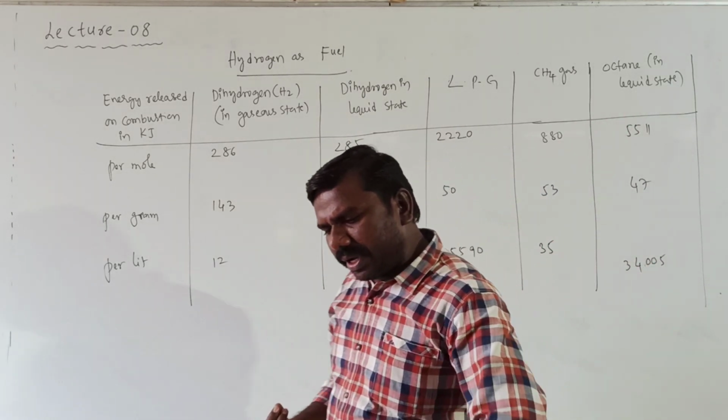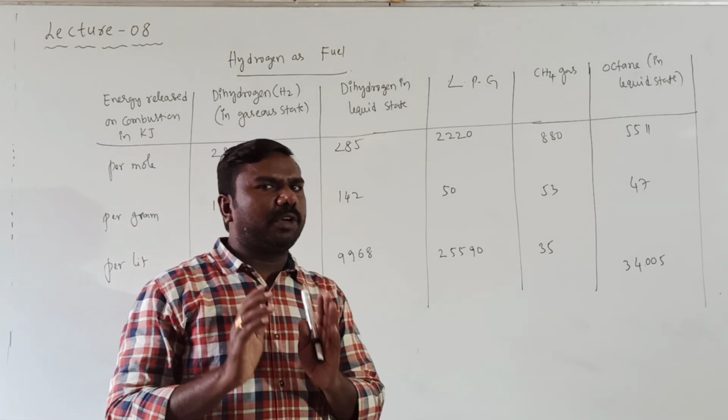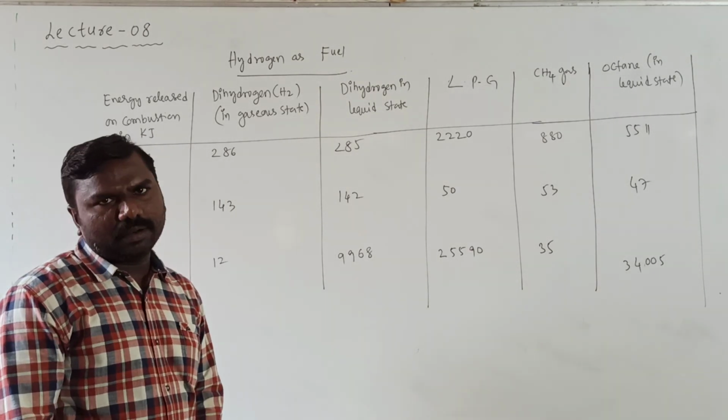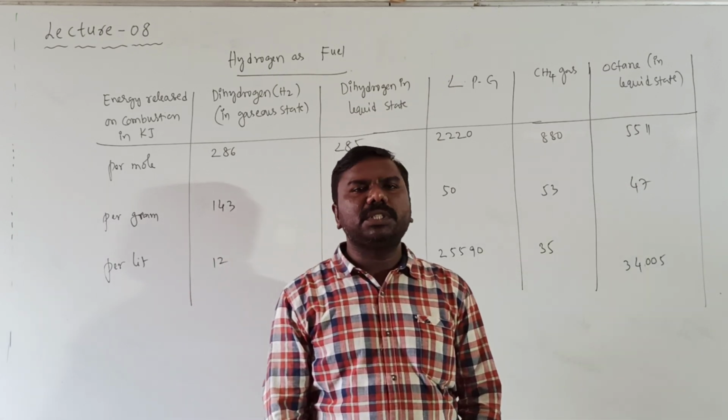Just compare these values, which is higher, which is lower. You have to remember that only. No need to memorize these values. Clear, all of you? So with this, the synopsis for the hydrogen chapter is completed.